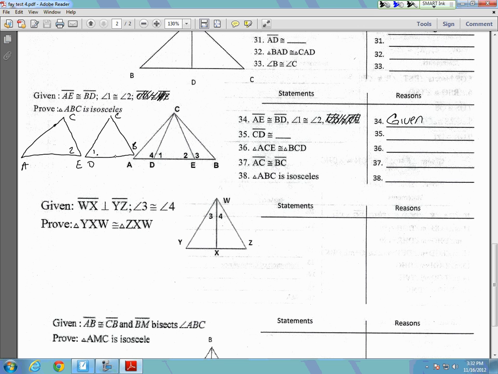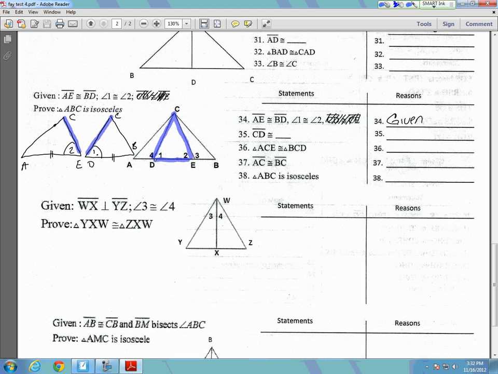Given the given information, we know this segment is congruent to that segment. This angle is congruent to that angle. Okay. It would be nice if we could figure out that side there congruent to that side there, because then I'd have side angle side. We'll come back over here and look at this middle triangle.